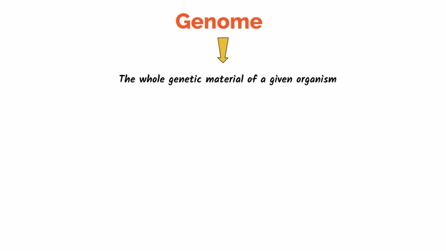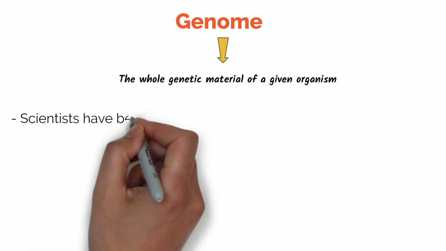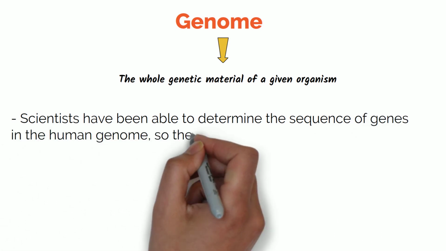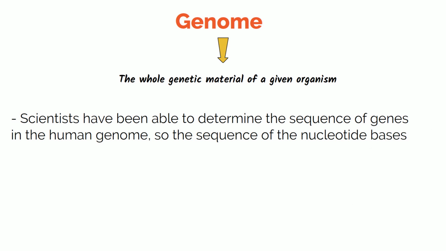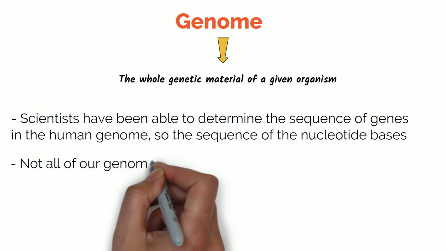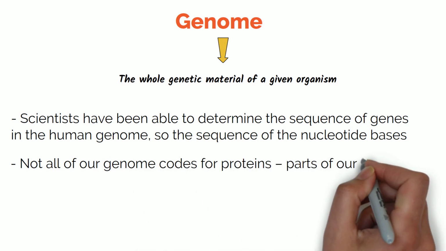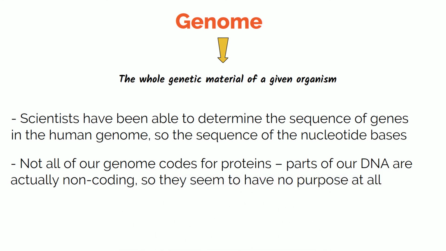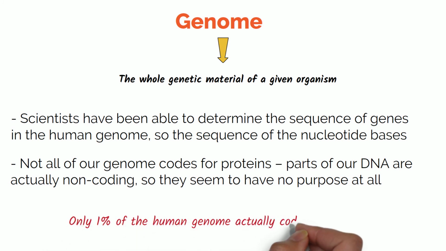Because genetics is such an awesome and advanced discipline, scientists have actually been able to sequence the human genome. This means that they have been able to determine the sequence of genes in the human genome, so the sequence of the nucleotide bases. However, they found out that not all of our genome codes for proteins. Parts of our DNA are actually non-coding, so they seem to have no purpose at all. In fact, it is estimated that only 1% of the human genome actually codes for proteins, with the remaining 99% being non-coding DNA.